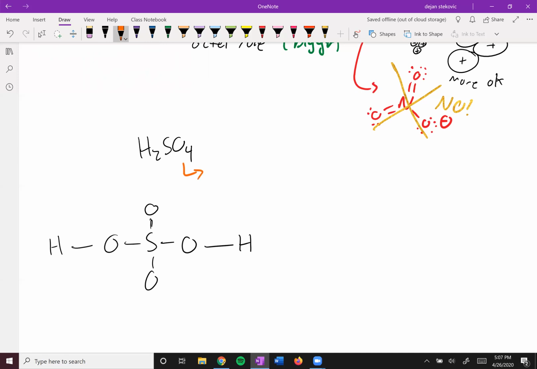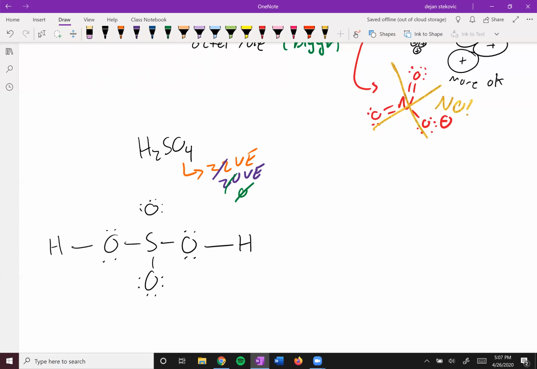Think about the valence electrons here. There's 32 valence electrons. We made, let's see, 1, 2, 3, 4, 5, 6 bonds. That's 12 electrons. So there's only 20 valence electrons left. And so then this oxygen needs 6. This oxygen needs 6. And then these two oxygens need 4 each. So that's 0 valence electrons left.